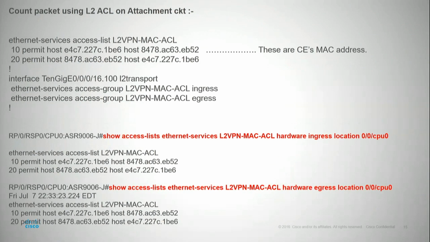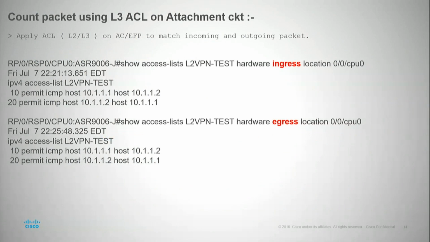Again, if any particular customer is complaining about a reachability issue, we can verify using either a layer 2 ACL or a layer 3 ACL. We can apply this layer 3 ACL on the attachment circuit, on both inbound and outbound directions, to verify the packets. These are the customer edge IP addresses.